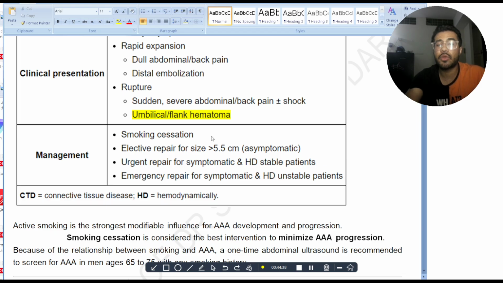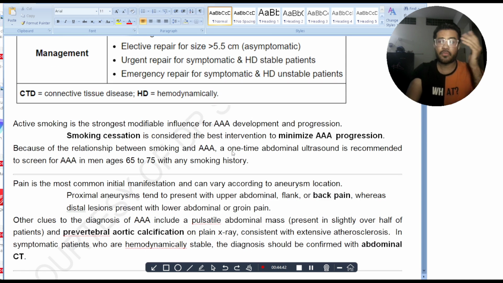So basically, you need to remember the size for elective repair. If you do a screening and the size comes out, you need to know whether you're going to just observe or you're going to go for elective repair. Active smoking is the strongest modifiable risk factor for AAA development. Smoking cessation is considered the best intervention to minimize abdominal aortic aneurysm progression.